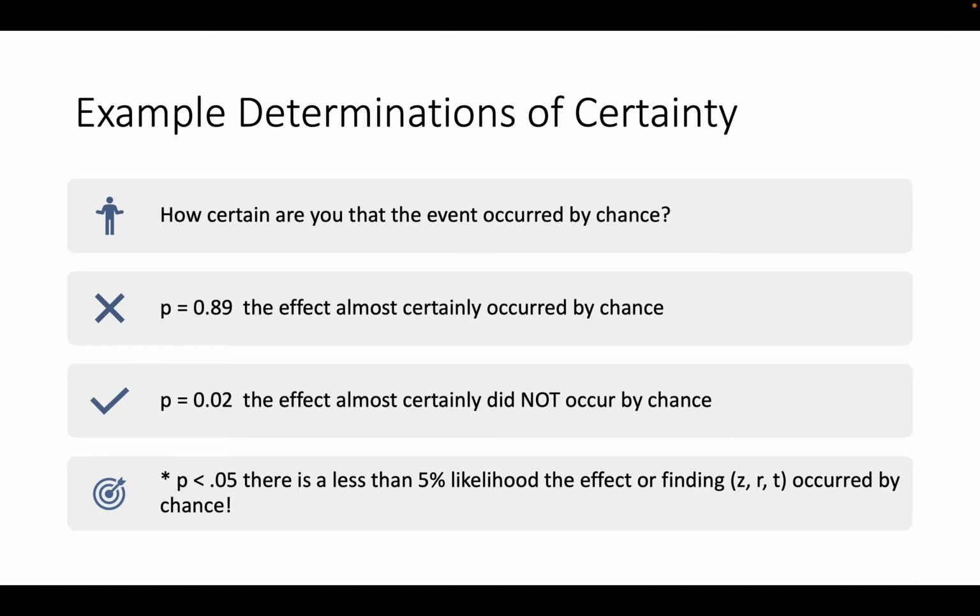So let's look at some examples. If we have a p-value of 0.89, then we know that our effect most certainly occurred by chance. But if we have a p-value of 0.02, then the effect almost certainly did not occur by chance. In statistics, we set our probability value, or our alpha level, as you'll hear it called, at p less than 0.05, so that there is a less than 5% chance our findings occurred by chance. And this will make more sense as we start working on z-tests and other inferential statistics.